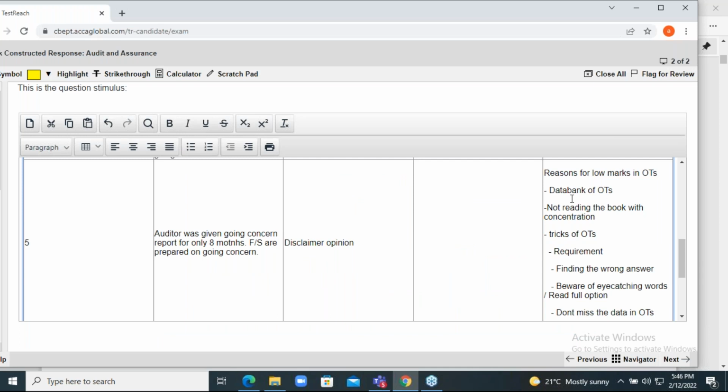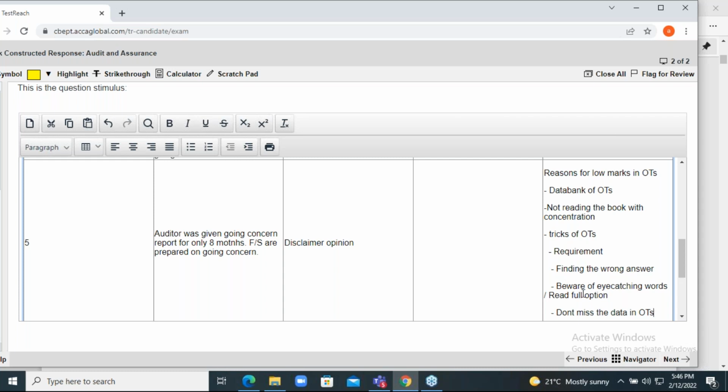Reasons for low marks: data banks of OTs are not available, and students are not reading the book with concentration, and there are some tricks for that. Among the tricks, first of all, we may miss the requirement, which may include some tricky words. Then you should start by finding the wrong answer, time by time, option by option. Get any option that is wrong, out of line and out of the scenario, and then you can get the correct answer.